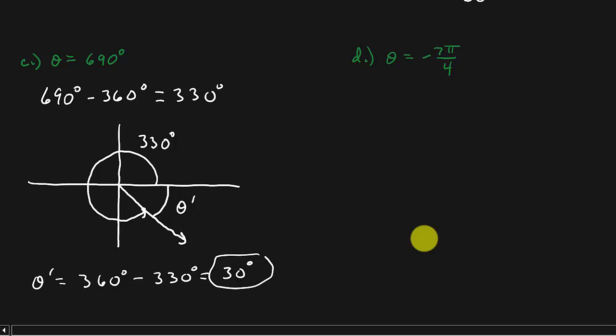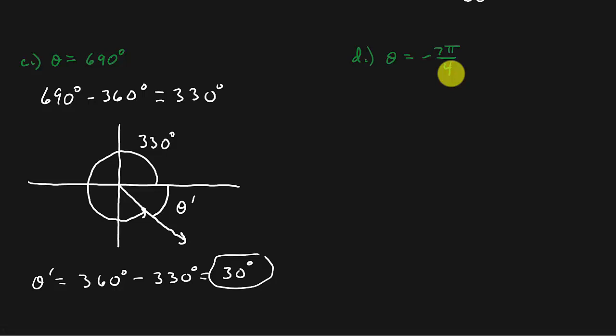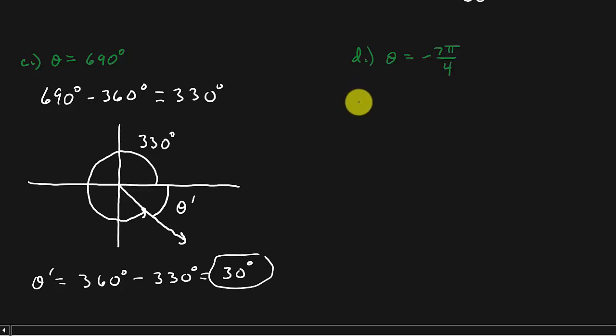Negative 7 pi over 4. So how are we going to go about doing that? Well, once again, let's get our angle measure between 0 and 360. Well, we don't need to say 360, do we? Because we're in radians, so we want to get it between what? 0 and 2 pi. Okay, so I've got negative 7 pi over 4, and I'm going to add 2 pi. And so what is that? Pi over 4.